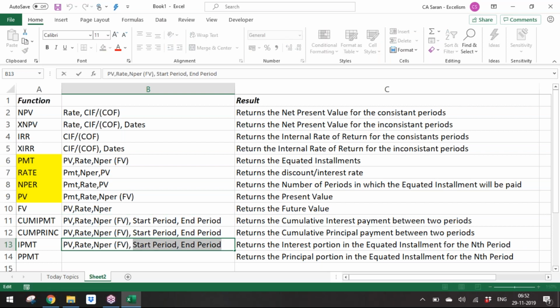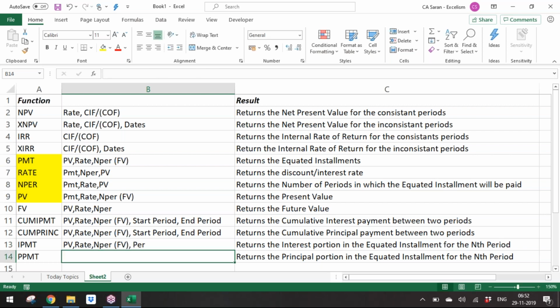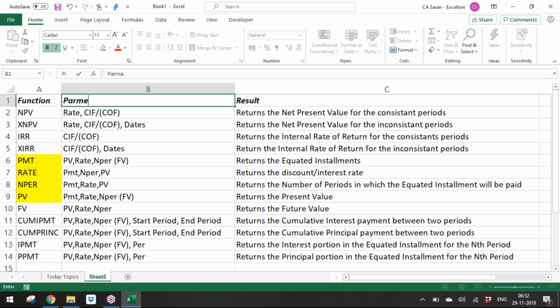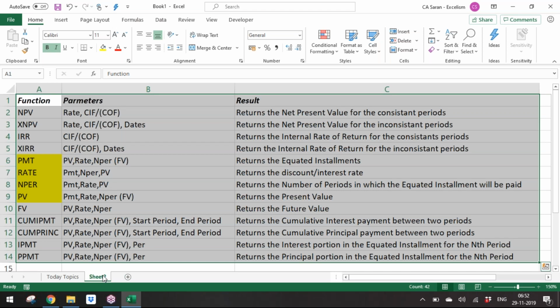But in this case, I'll not calculate from one period to another period, but I'll calculate for PR. PR is nothing but the nth period. I'll just tell Excel, okay, NPER means how many periods you are going to pay, PR means which period you are calculating. Same thing. Okay, all are very simple. These all are the parameters to calculate even manually.